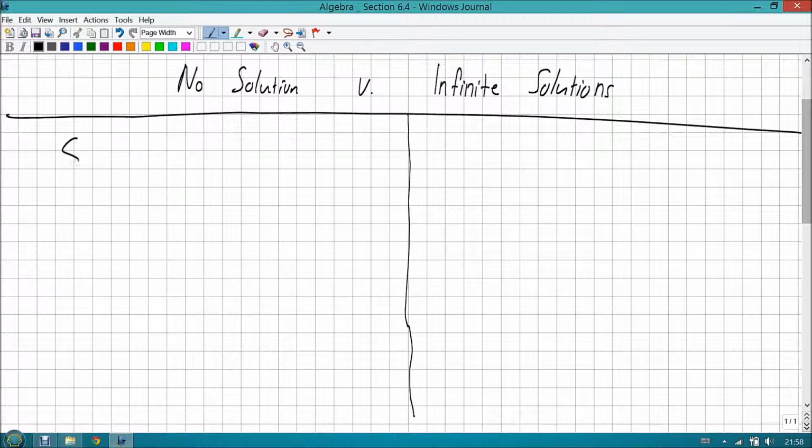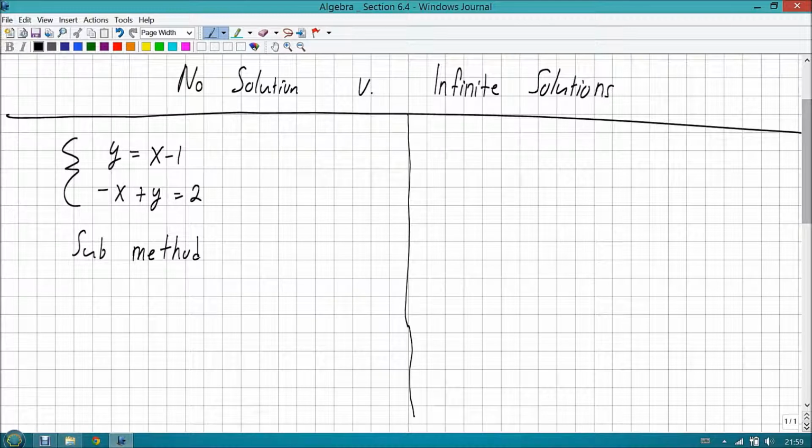Let's say that we are given the system of equations that looks like y is equal to x minus 1, and the other one is going to be negative x plus y is equal to 2. Now, if you remember from before, we have two major methods for solving this. We have the old-fashioned sub and chug method, or the substitution method, or we have the newer and more awesome elimination method. Today we're going to, of course, use substitution because one of our variables has already been solved for. So using the sub method, we are going to try to solve this system of equations.